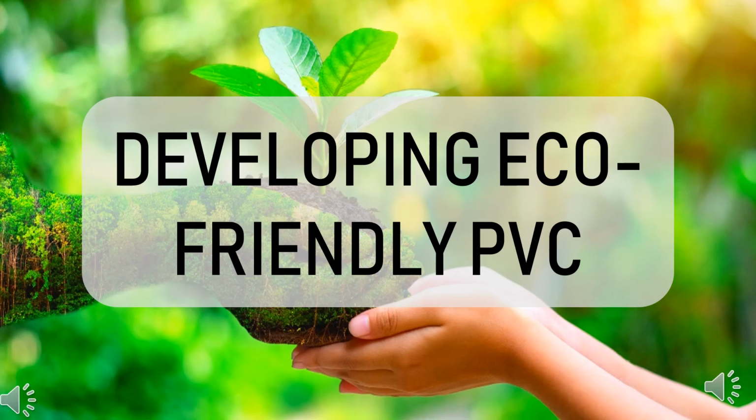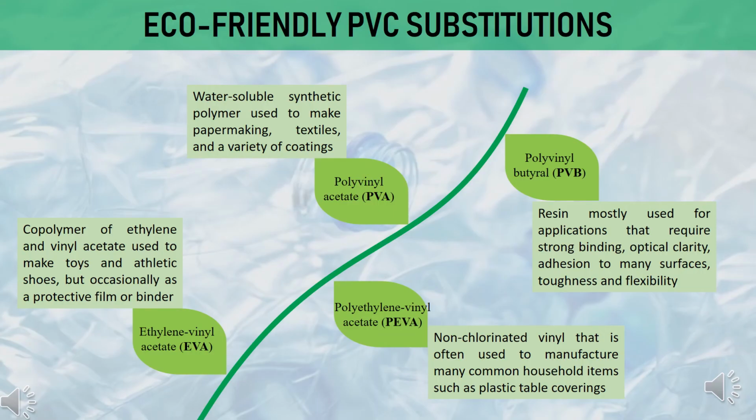Last but not least, let's look at some developments in producing more eco-friendly PVC. The production of PVC has caused adverse effects on the environment. Therefore, new research and development has widened with respect to the substitution of PVC. The non-chlorinated vinyls such as ethylene vinyl acetate, EVA, polyethylene vinyl acetate, PEVA, polyvinyl acetate, PVA, and polyvinyl butyral, PVB, are now applied commercially. Undeniably, some of them still have plenty of toxic challenges and untested chemicals, but they have proven to be more eco-friendly compared to PVC.